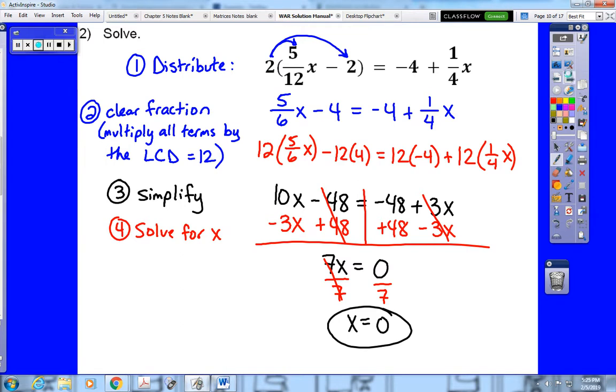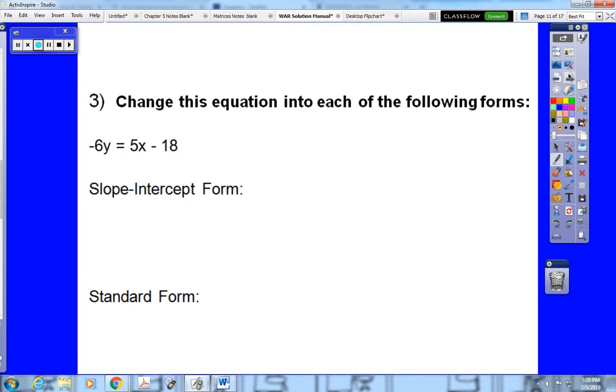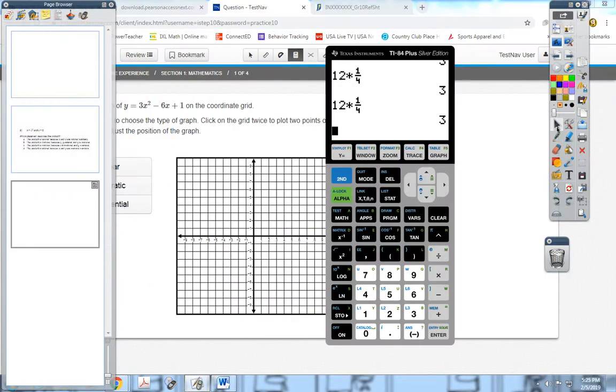Okay, the final question here, we're not really going to have much use for our calculator. Change this equation into each of the following forms. They give us the equation negative 6y is 5x minus 18. They ask us to turn that into slope-intercept form. Remember that slope-intercept form, by the way, is actually one of the things that's on your reference sheet. So let's look there. We've got the reference sheet pulled up too.